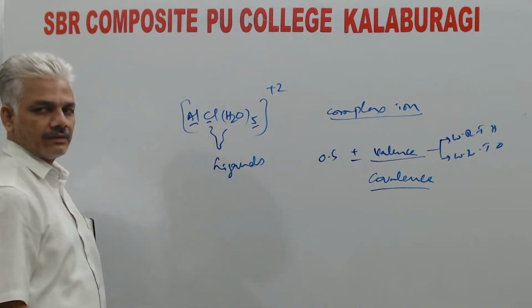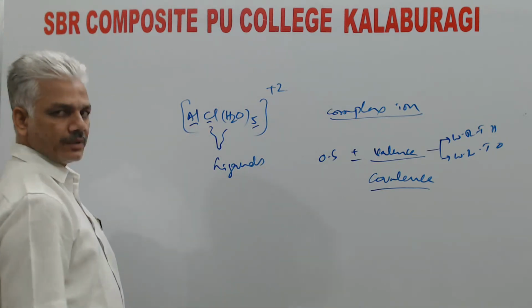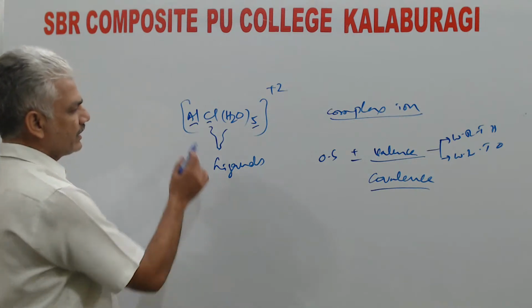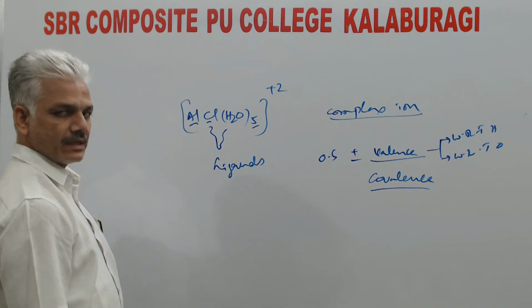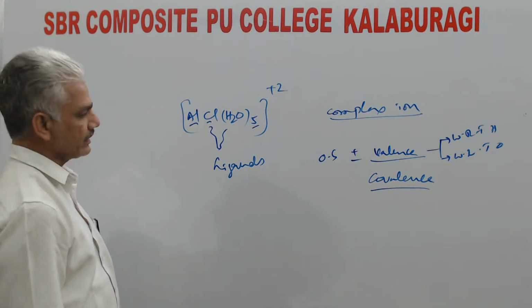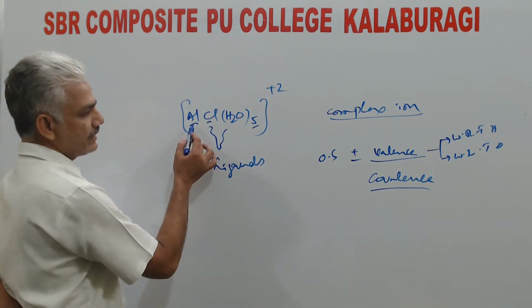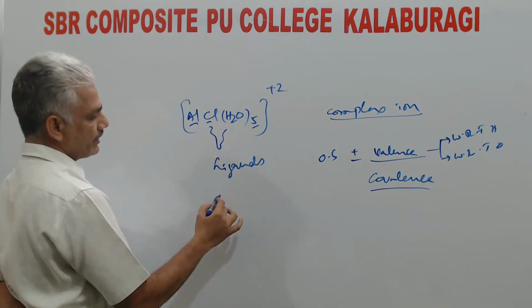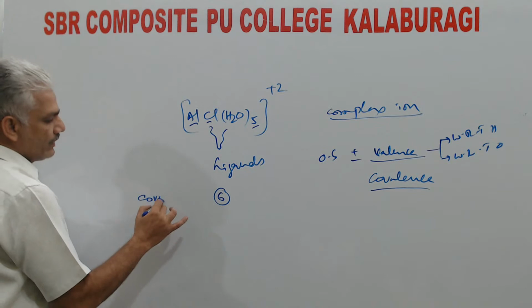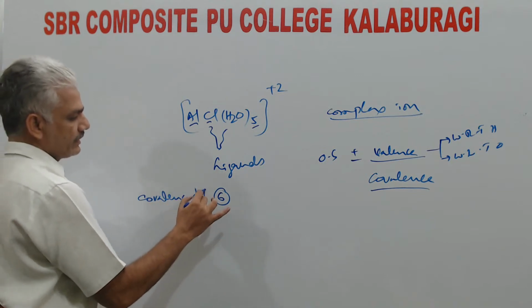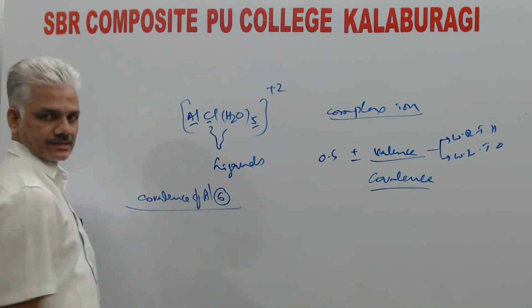Each ligand can develop one dative bond, a coordinate covalent bond, with the central metal atom. A coordinate covalent bond is considered a special case of covalent bond only. Therefore, here aluminium has developed a total of 6 covalent bonds. So, the covalency of aluminium in the compound is 6.